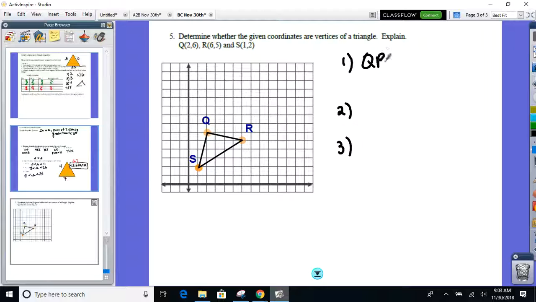I'll assign QR to these 3 groups right here, RS to these 2 in the middle right here, and the other 3 on the end over there, you guys have QS. Simplest radical form, because you are in honors, if possible. Remind each other of the distance formula if someone in your group needs reminding.